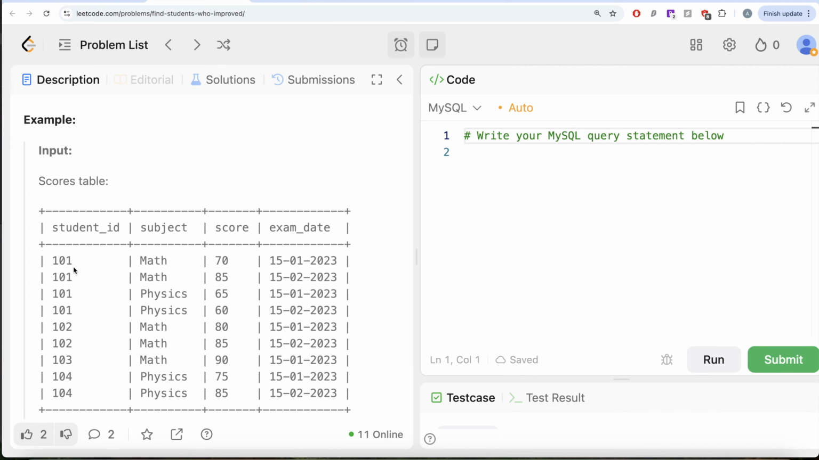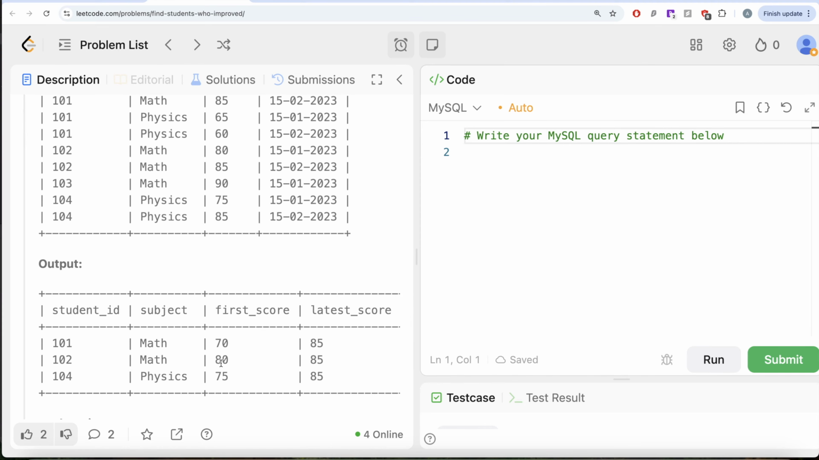So student ID 101, subject math should be in the output. Similarly, if we look at 101 but for the physics subject, the score has decreased. So it should not be in the output. And similarly, we can calculate for 102, 103, 104, and so on. And that is what we have in our output.